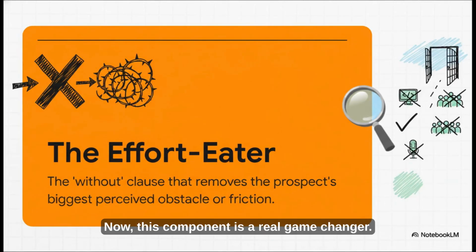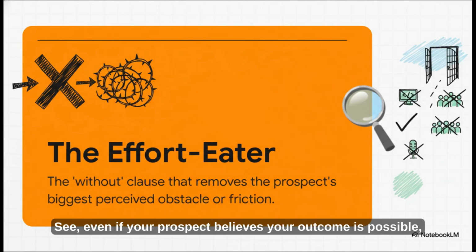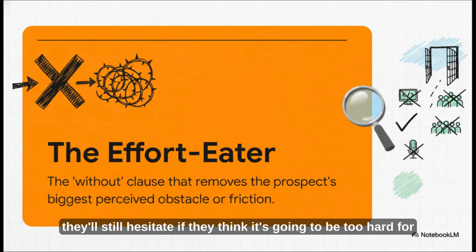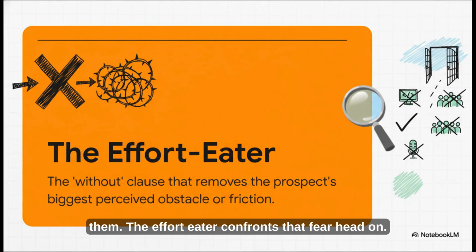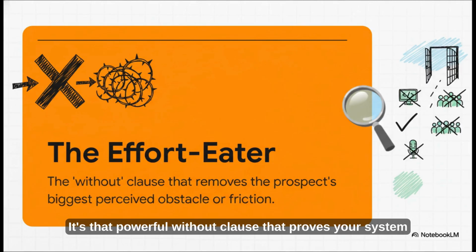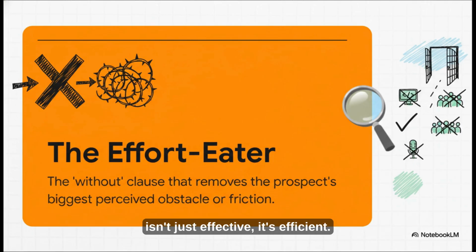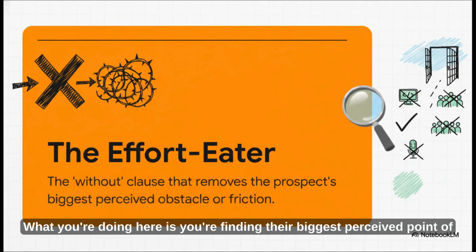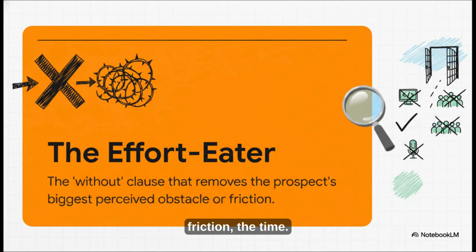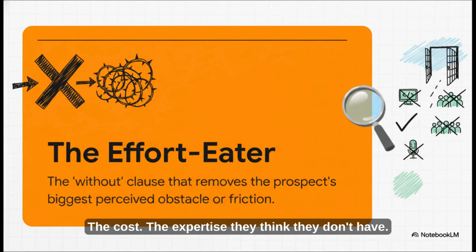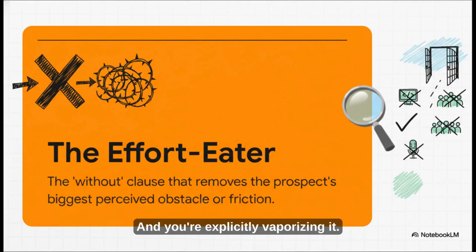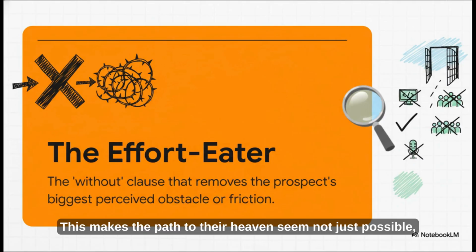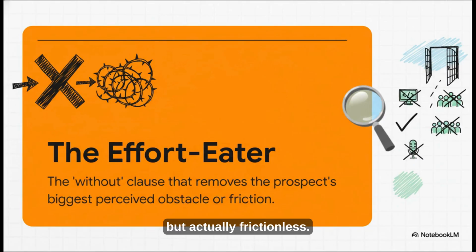Now, this component is a real game changer, and it's the one so many people miss. See, even if your prospect believes your outcome is possible, they'll still hesitate if they think it's going to be too hard for them. The effort eater confronts that fear head-on. It's that powerful "without" clause that proves your system isn't just effective, it's efficient. Without learning to code, without spending a dime on ads. What you're doing here is finding their biggest perceived point of friction, the time, the cost, the expertise they think they don't have, and you're explicitly vaporizing it. This makes the path to their heaven seem not just possible, but actually frictionless.